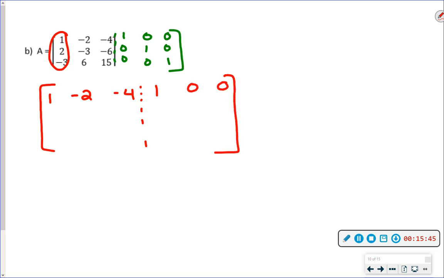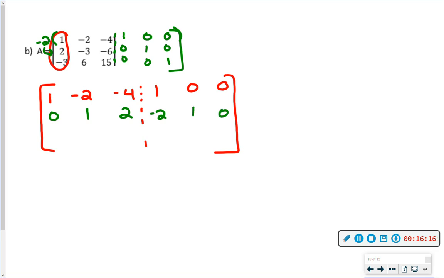Let's change out the 2. So I'm going to multiply this by -2, and of course, add it in the middle. -2 times 1, -2 plus 2. -2 times -2, 4, minus 3. I like it. -2 times -4, 8, minus 6. -2 times 1, -2, plus 0. -2 times 0, 0 plus 1. -2 times 0, 0 plus 0.